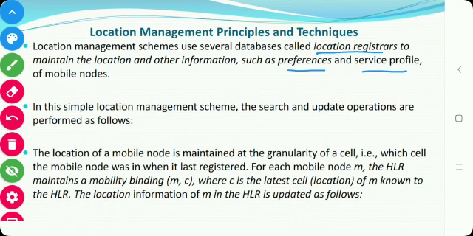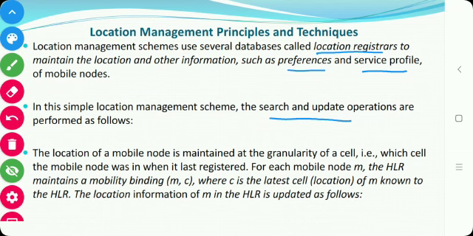To understand why more than one location register is required, we will consider a simple example in which there is only one location register, that is the home location register, HLR. This HLR is used to maintain the location information of mobile nodes in the network. In the simple location management scheme, the search and update operations are performed as follows, which is described in the diagram.